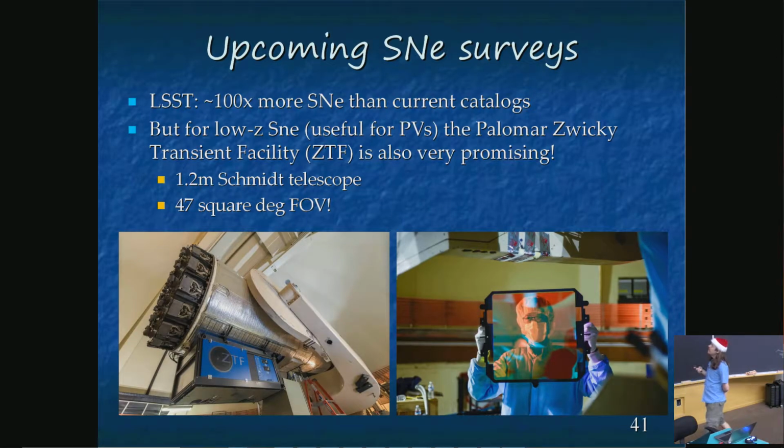Now, I also want to point out that LSST is not the only one which is going to be good for this kind of objects. You're going to have, of course, 100 times more with LSST, but at kind of low z, what is relevant for peculiar velocities, you don't need such a big telescope, in fact. So the Palomar Zwicky Transient Facility is also very promising. I'm not a part of it, but it's a 1.2-meter telescope with a 47 square degree field of view. It's ridiculously huge, right? So it's a small telescope, but look at the size of the sensor, of the filter tray. So it's huge.